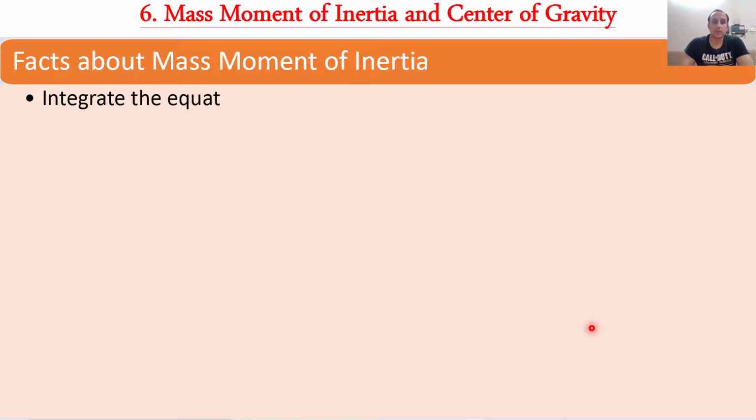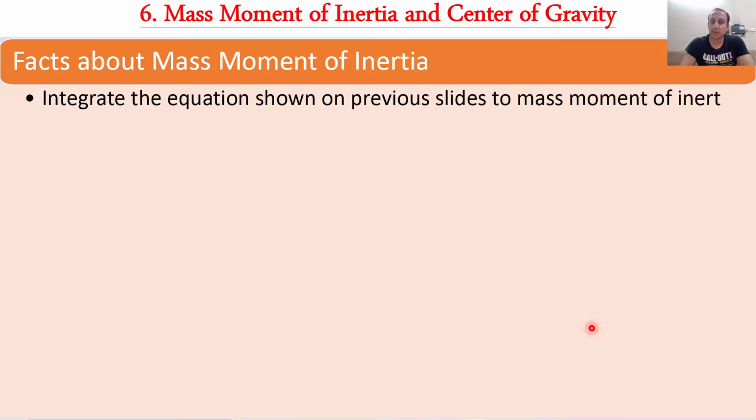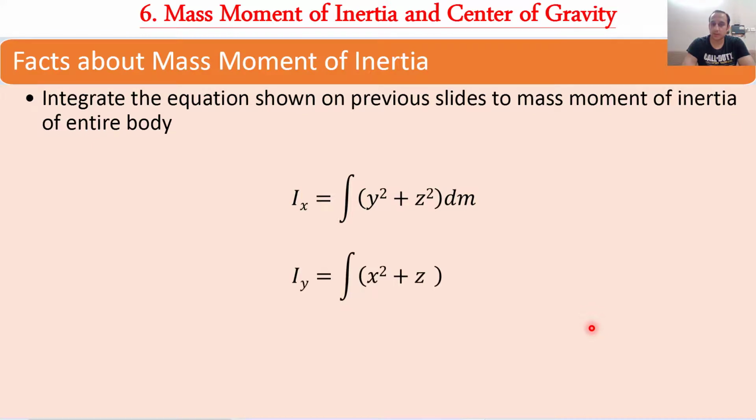If we integrate the equation shown in the previous slide, we can get the actual value of the mass moment of inertia for the whole part, the whole link or the whole machine. We just need to integrate. So this is Ix, this is Iy, and this is Iz.